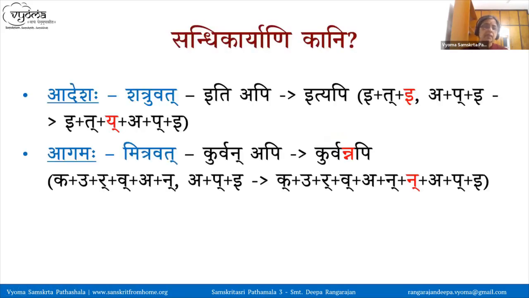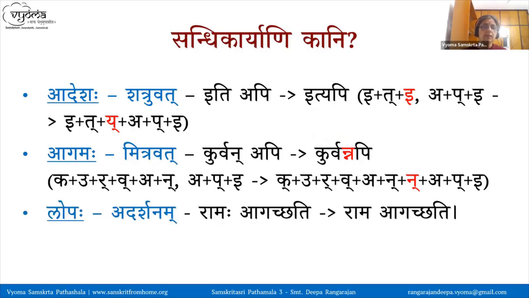So the types of Sandhi Karyas are Adesha, Agama and Lopa. Adesha Shatruvat, where one letter is replaced by another letter, one letter or a group of letters. Agama is where a new letter comes in. So it is like a friend. Mitravat Agamaha, Lopaha Adarshanam, where you don't see a letter which was existing before, it is Lopa.